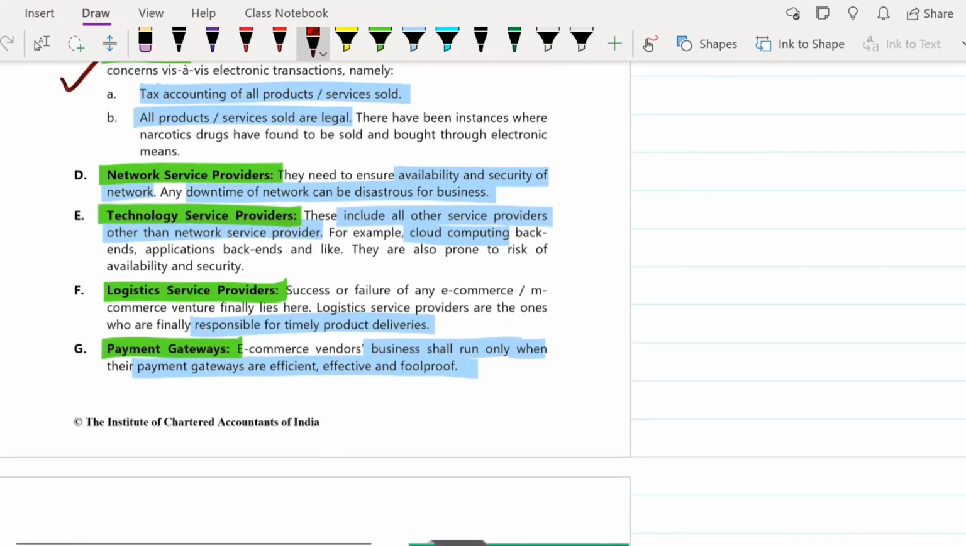Next is network service providers, meaning the people who provide internet. They are also a major component, the major people who help in the business of e-commerce. Any downtime in the network can be disastrous for business.